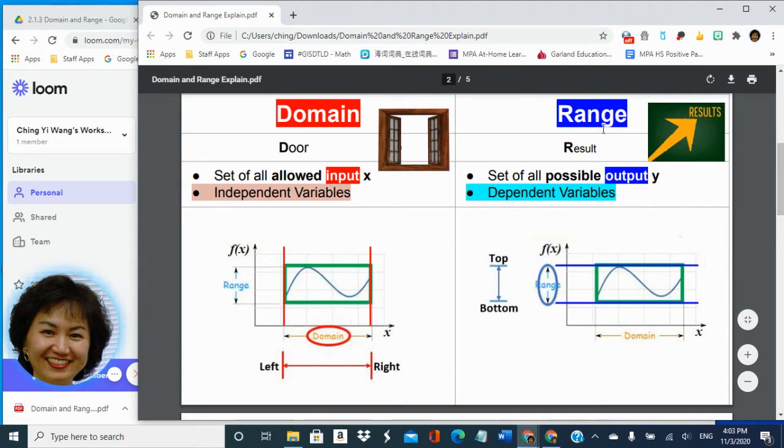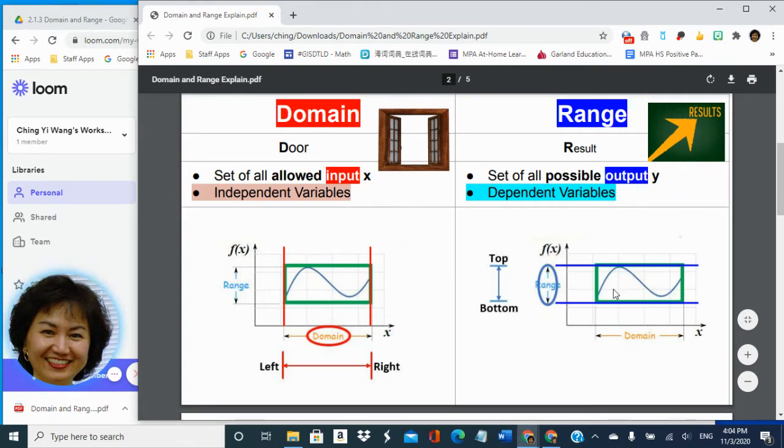What is a range? Range is the set of all possible output y. You can relate range with the word result, because this R is the same as this R. This might help you remember. The range is about the result of a function. It's about output.